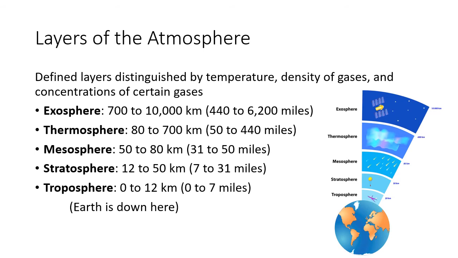The atmosphere is arranged in certain layers. Those layers are based off of temperature, the density of the gases in those layers, and the concentration of some of those gases. We really don't need to go into the specifics a lot. You guys do not need to know the thickness of each layer, but you do need to know the order. So starting down here at the bottom, the Earth is down here. The first one is the troposphere, and then the stratosphere, mesosphere, thermosphere, and then finally the exosphere. Okay, so just following this diagram.